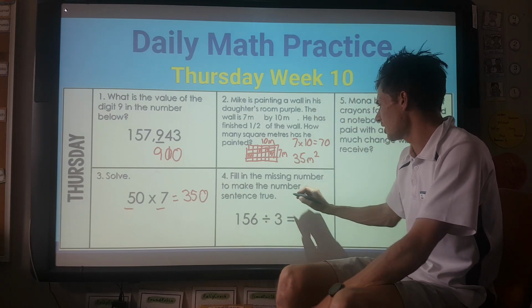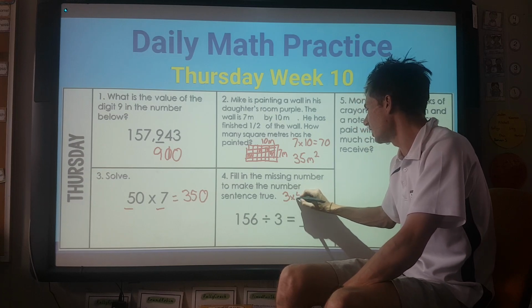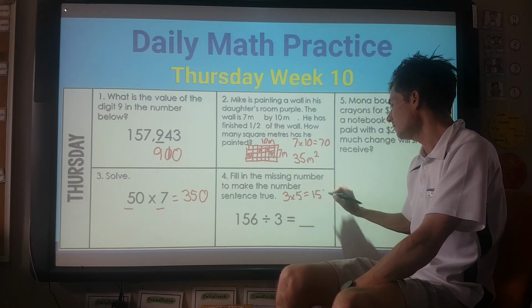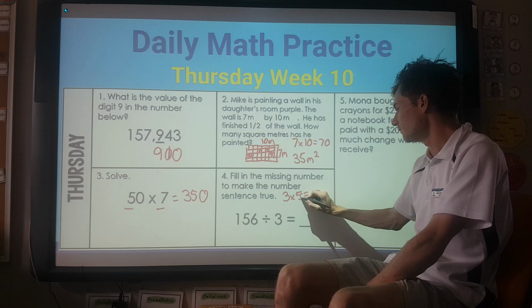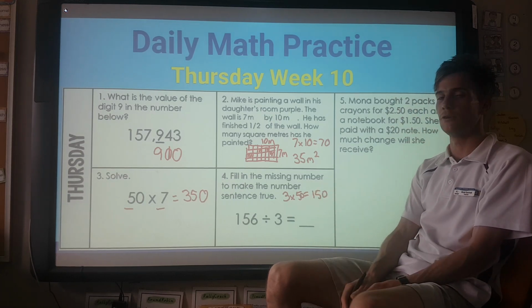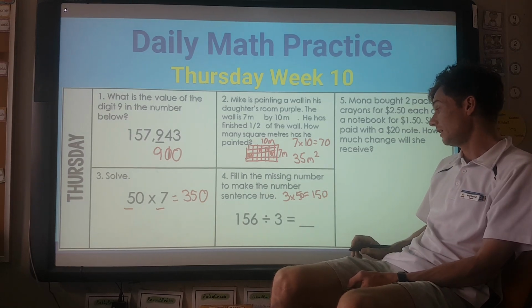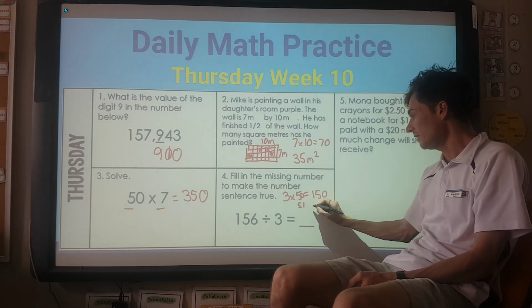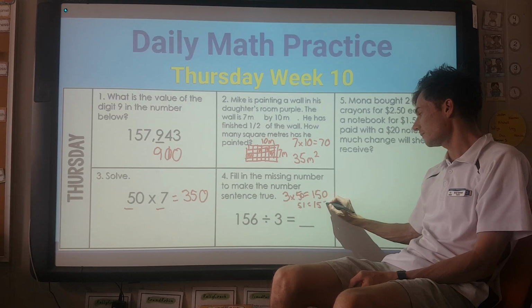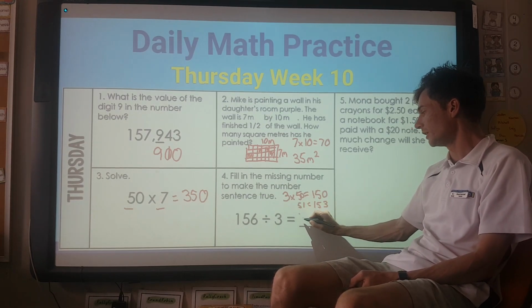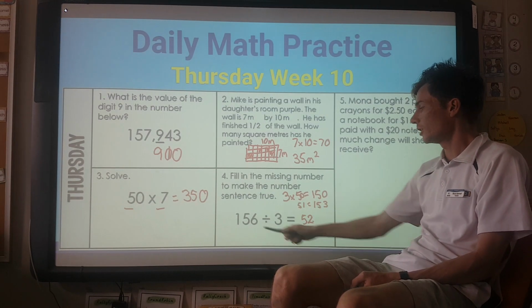So let's start with something I know. Okay, I know that 3 times 5 is 15. So if 3 times 5 is 15, then 3 times 50 is going to be 150. So if 50 groups of 3 make 150, 51 groups of 3 make 153, and 52 groups of 3 are going to make 156.